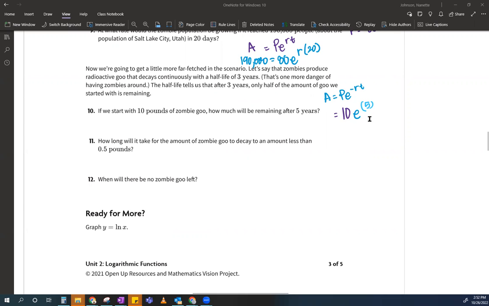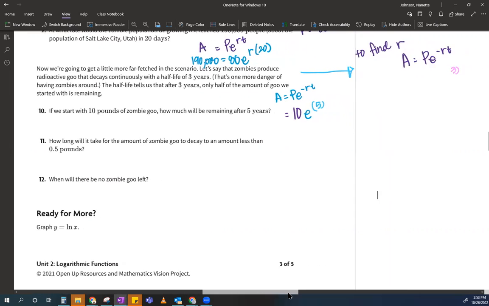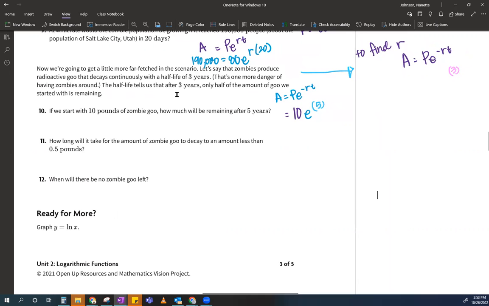So the very first thing that I'm going to do is plug into this equation to find my R. You're trying to find that half-life rate percentage to find R. So what I'm going to do is use this 3 years. Now 3 years is actually going to go in my T just like before. So A equals P e to the negative RT, and in this case, my T is 3 years. Ms. Johnson, why is it 3 years? Well, it's 3 years because that's what they told me my half-life is, meaning I have half the amount of stuff left.